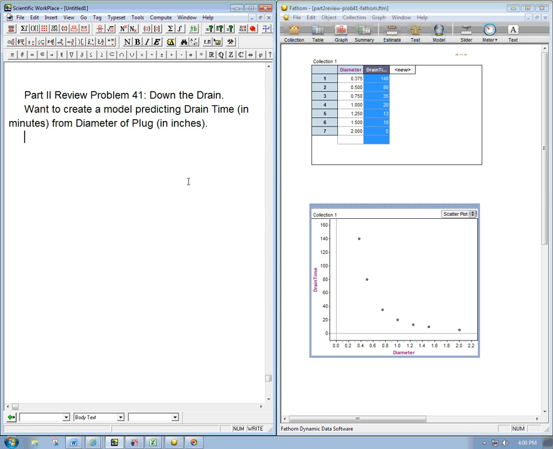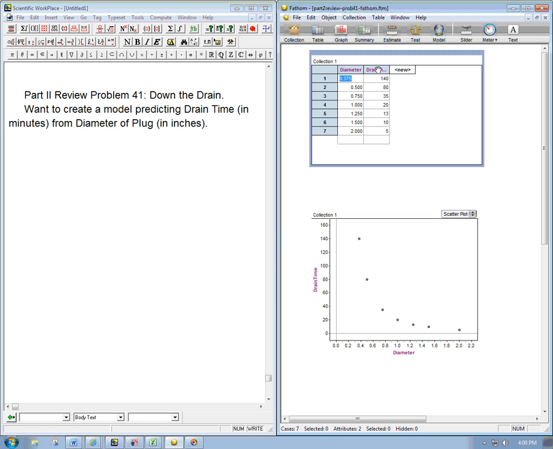Here's another problem for review solution, part 2 review problem 41, down the drain. The goal is to take some data about diameter of plug versus drain time, make that clearer, and this is diameter plug in inches versus drain time in minutes, and to create a model of this thing.